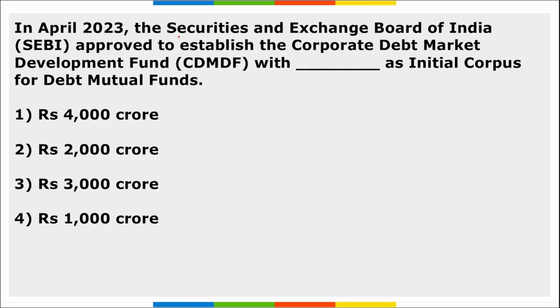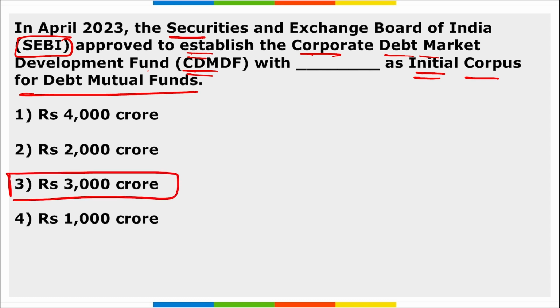Next, in April, SEBI, the Securities and Exchange Board of India, approved the establishment of the Corporate Debt Market Development Fund with Dash as the initial corpus for Debt Mutual Funds. It will be for 3,000 crore rupees. The government of India permitted a 10 times utilization of this corpus, bringing the total available capital to 30,000 crore rupees, and the new corpus is further guaranteed by the Central Credit Guarantee Corporation.